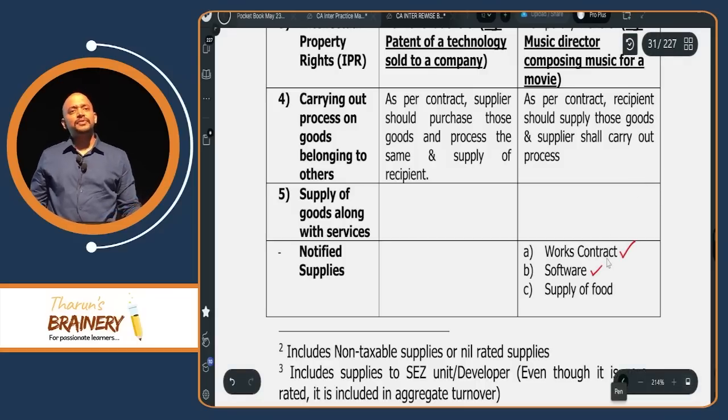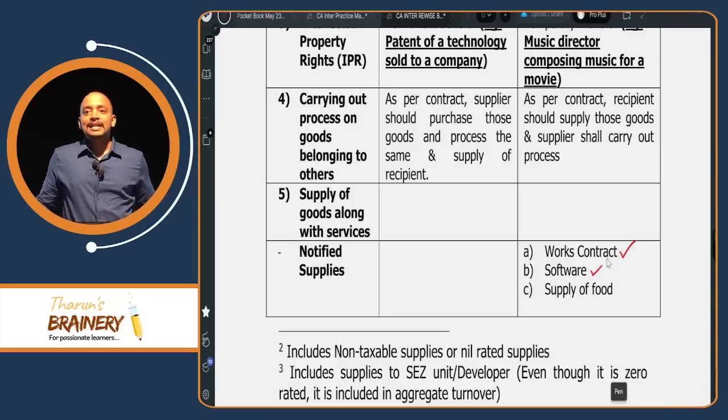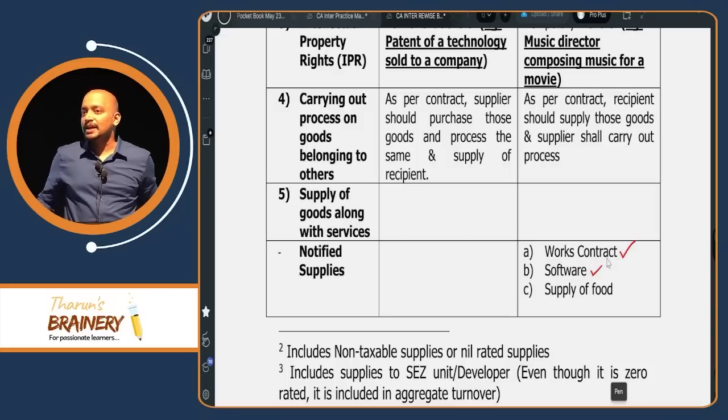Then software. In software, what is goods? Software can be in the form of goods or software can be in the form of services. There are some softwares which is sold like goods, like antivirus softwares or OS or Microsoft Office, etc. and all.